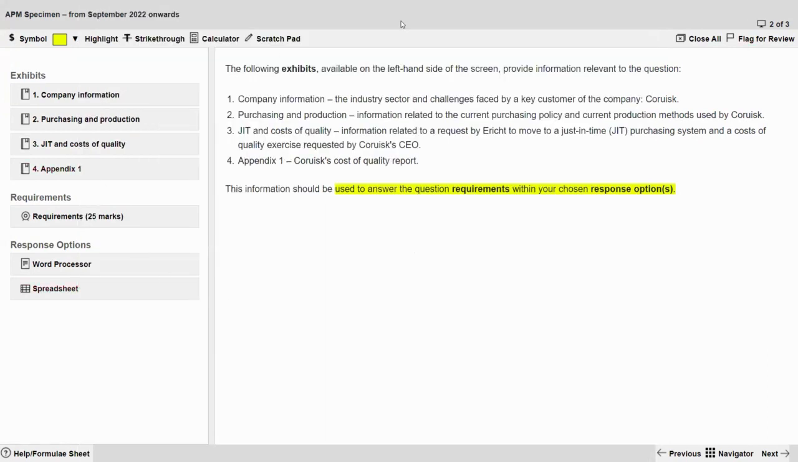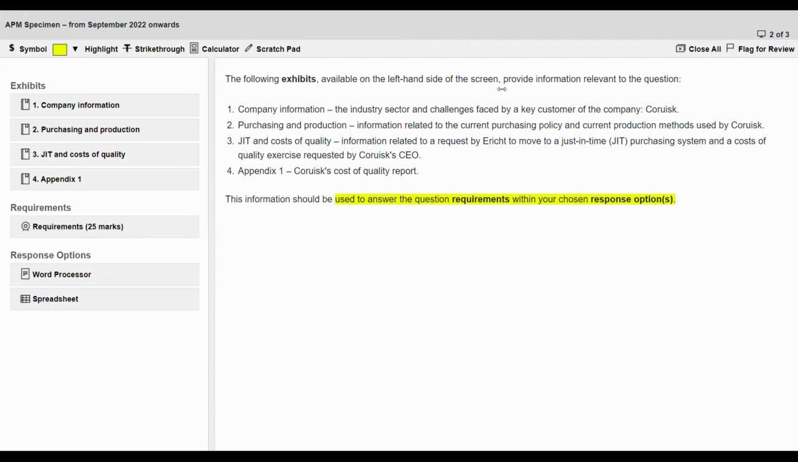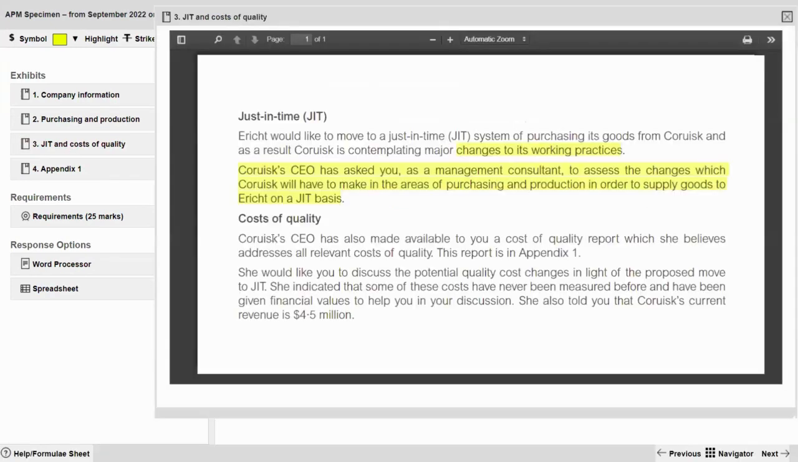Let's move on to the next question. Let's discuss the other part of the question, where it says cost of quality. The company's CEO has also made available to you a cost of quality report, which she believes addresses all relevant costs of quality. The report is in Appendix 1.